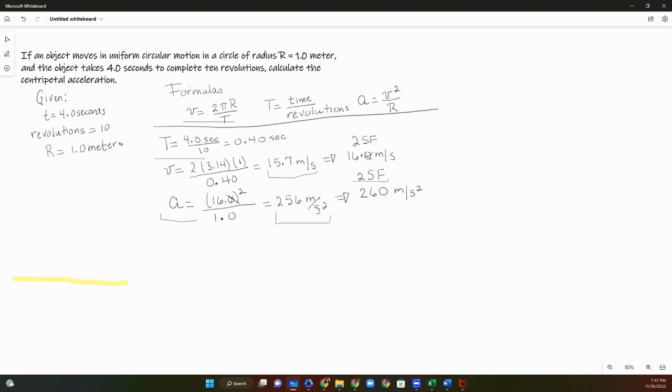So, what do you need to keep in mind? You need to keep in mind the formulas that are used to calculate velocity, period, and acceleration.